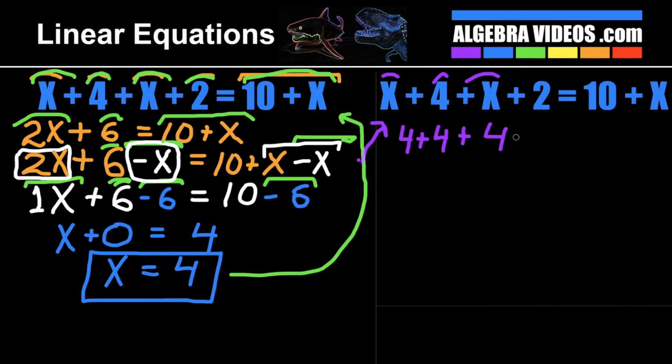Okay, just plugging it in. Plus 2, that's this 2 right here, is equal to 10. I'm just rewriting this 10 plus x. And what are we plugging in everywhere for x? Our solution of 4. So I'm just going to write that in. And now I'm going to sum these numbers on the left side. 4 plus 4 plus 4 is 12, plus 2 is 14. And that equals the numbers on the right side. 10 plus 4 is 14.